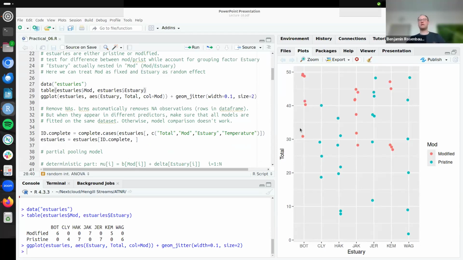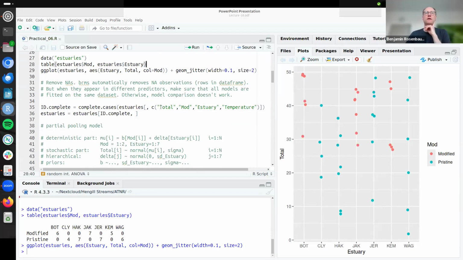If you would just pool all these data into two groups, modified and pristine, without accounting for the estuaries, you would wrongly assume that all of these data points are independent. However, they are grouped by this grouping variable, so we want to account for this. Here we will only use modified and pristine, but later on I will also use the variable temperature.